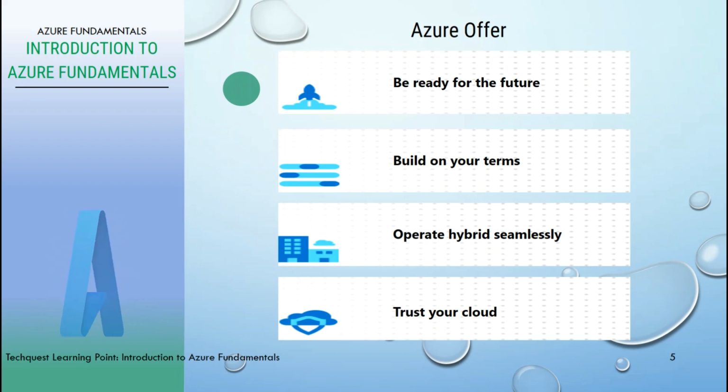Be ready for the future. Continuous innovation from Microsoft supports your development today and your production visions for tomorrow. Built on your terms. You have choices. With a commitment to open source and support for all languages and frameworks, you can build how you want to and deploy where you want to. Operate hybrid seamlessly on premises, in the cloud, and at the edge. We will meet you where you are.